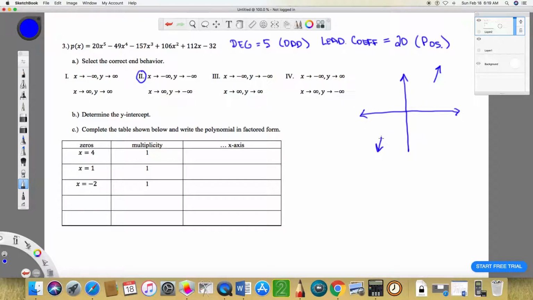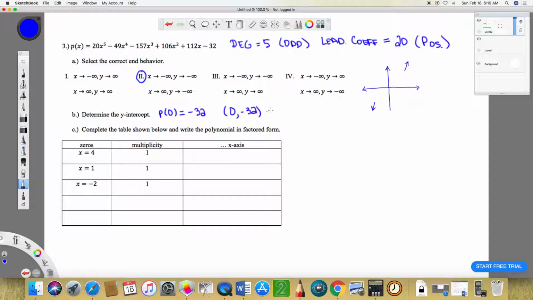All right, so let's come over and see if we can factor this. Oh, wait, to determine the y-intercept, we let x be 0. All of these terms are 0 except this constant term. So there's the y-intercept, which has coordinates (0, -32). So it's down here somewhere.